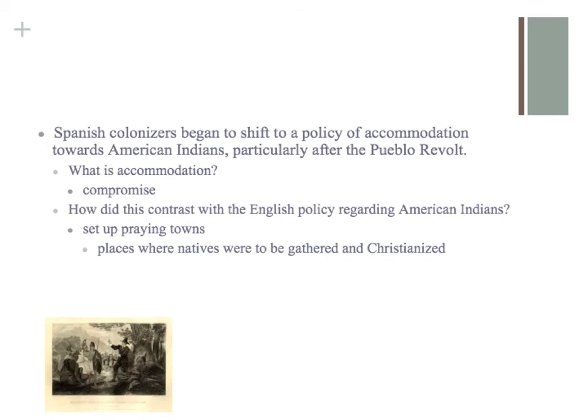As far as how did this contrast with the English policy towards American Indians, the English went about it a little bit different at this time. They set up what were called praying towns, which means that they set up actual towns or places where natives were to be gathered en masse and Christianized.